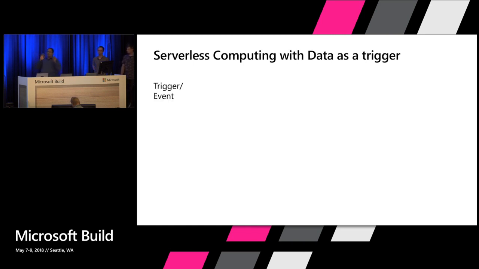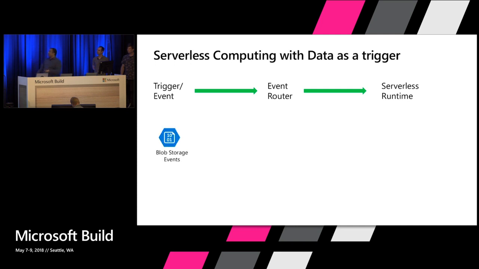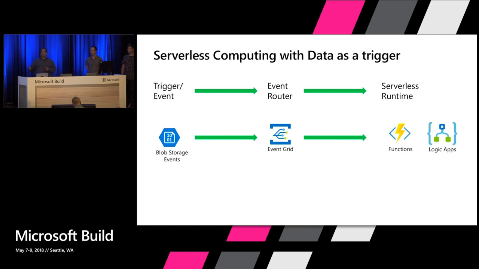So all of these serverless architectures have a pretty simple pattern, right? You have a trigger or an event. You have some kind of event router that listens to that trigger, and then it goes off and calls the serverless runtime. So pretty straightforward, right? In our world, what we did for blob storage was we added the ability to create blob storage events. So now every time a blob is created or deleted, we actually create an event that you can send to our event router, which is Azure Event Grid, and then that can end up calling functions, logic apps, any web endpoint that you want us to call in a sort of one-to-many pub-sub mechanism.